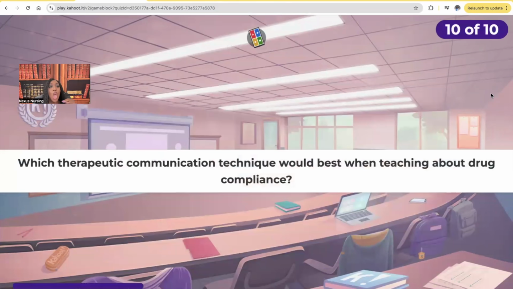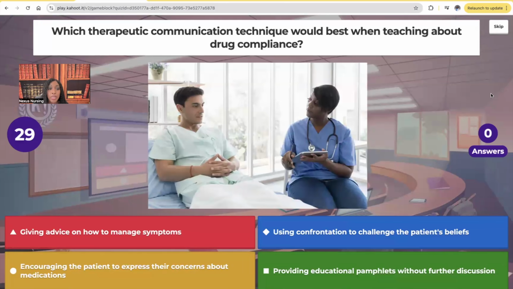Last question. Which therapeutic communication technique would be best when teaching about drug compliance? Here are your options. Giving advice on how to manage symptoms, using confrontation to challenge the patient's belief, encouraging the patient to express their concerns about medication, or providing educational pamphlets without further discussion.